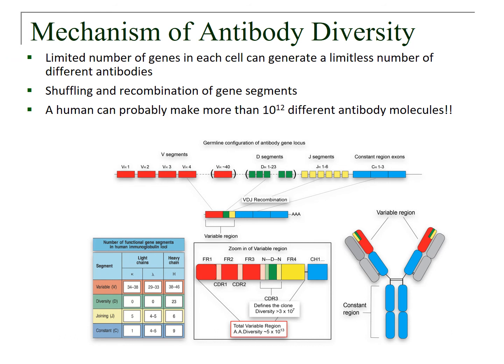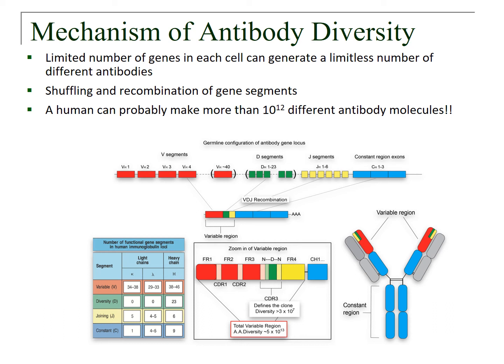Okay, so how is it that you get such a large diversity of antibodies? It says on the third bullet point here that a human can make more than 10 to the 12th different antibody molecules. The reason is that you have a number of different types of segments: V segments, D segments, J segments, and constant region exons.